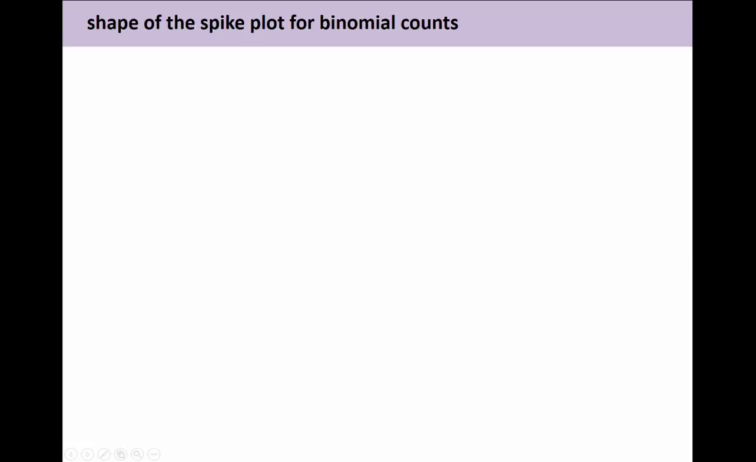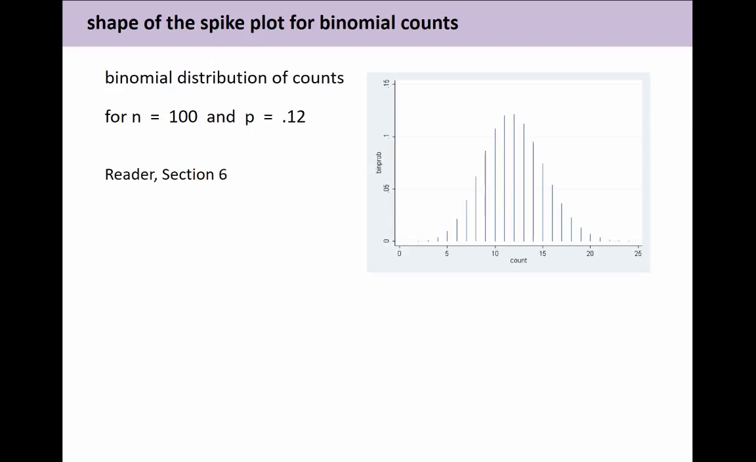So let's go back and look at spike plots for binomial counts, kind of our starting point. This is what is going to happen if we have n of 100 and a population proportion of 0.12 or 12%. Now, we made a point of saying earlier that this sampling distribution was going to be really perfectly symmetric only if the p is a half. But you know, this looks pretty good.